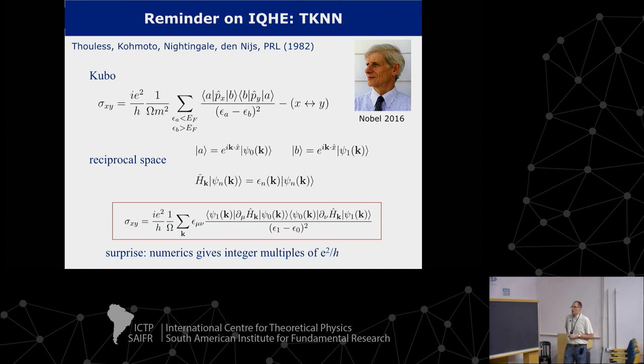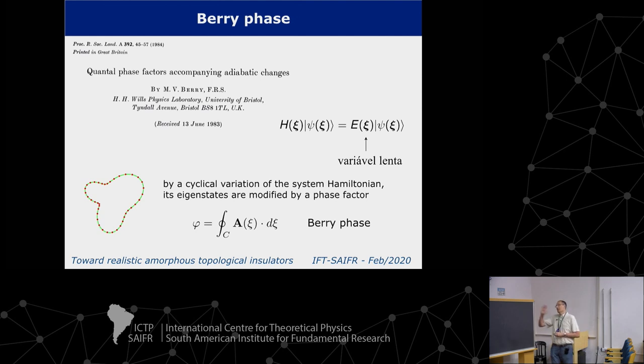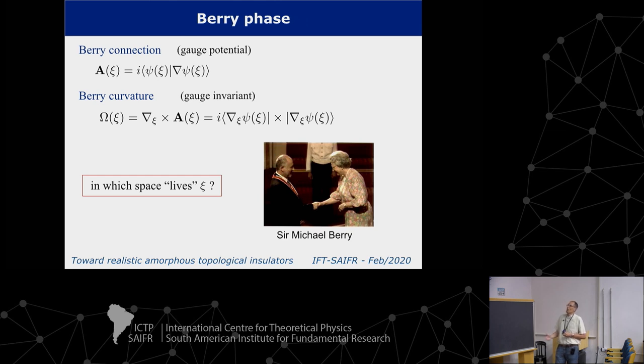At that time, in a different part of the world, there was Berry looking at a very different kind of problem. He was interested in the adiabatic evolution of a driven system. He proposed the Berry phase, showing that for any cyclical variation of a system Hamiltonian, the states remain in the same eigenstate, so it's adiabatic, and they are modified by a phase factor which is cast like that. If you do some more math, you can write all this theory in terms of the Berry connection and Berry curvature. The Berry curvature can be expressed in terms of the eigenstates, and this is the external variable that is adiabatically varied. It's a convenient way to cast it.